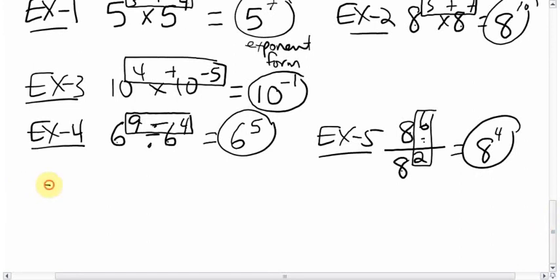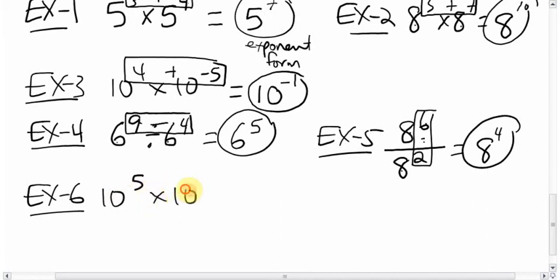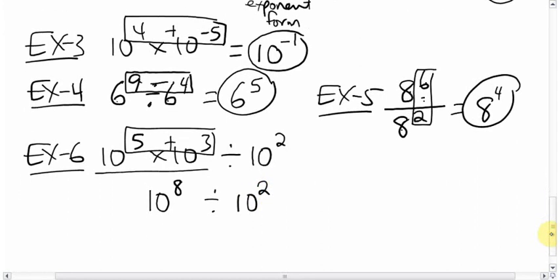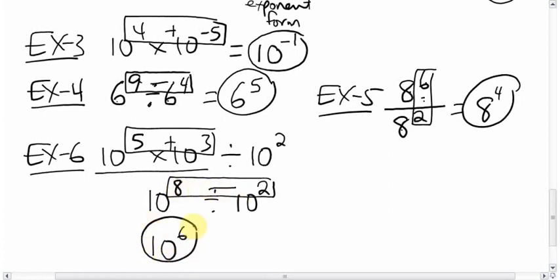Okay. You might get longer, crazier questions like this. 10 to the power 5 times 10 to the power 3 divided by 10 to the power 2. Just do it one pair at a time. Don't freak out that there's 3 numbers here. Do these two together. Same base, multiplying. You're going to add the exponents. So this is going to be 10 to the power 8. Then bring down the divided by sign and the 10 to the power 2. And here, you're dividing, same bases. When you divide the same bases, you subtract the exponent. This will be 10 to the power 8 minus 2, 6. That's it.